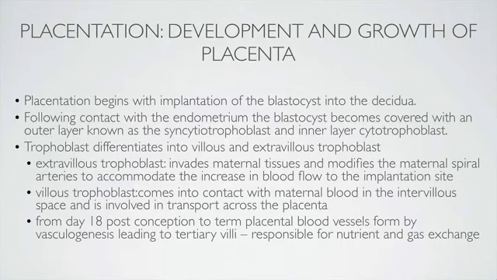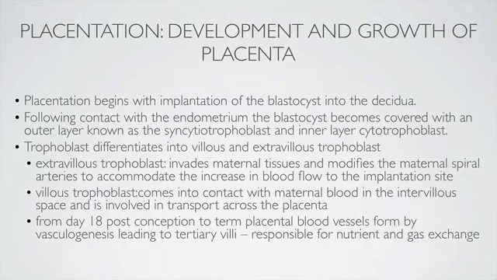The placenta is a complicated organ, and the way it develops is very complicated, as you can see from this slide. So placentation, which is the development of the placenta, begins with implantation of the blastocyst. So this is after fertilization. The blastocyst goes into the uterus and implants into the decidua, which is like the lining of the uterus. So when it comes in contact with the endometrium, the blastocyst becomes covered with an outer layer known as the syncytiotrophoblast and an inner layer known as the cytotrophoblast.